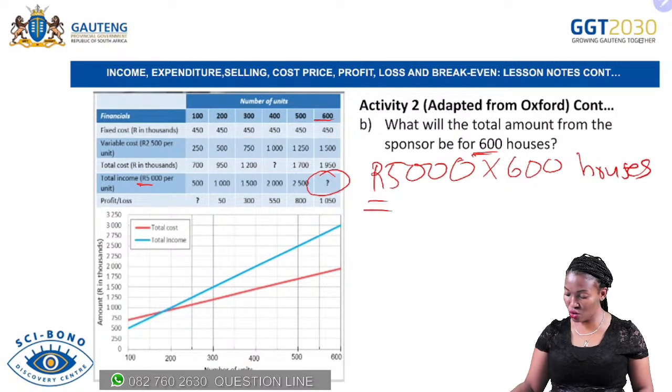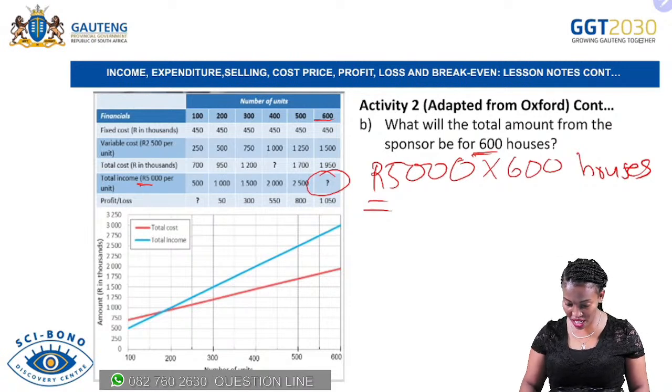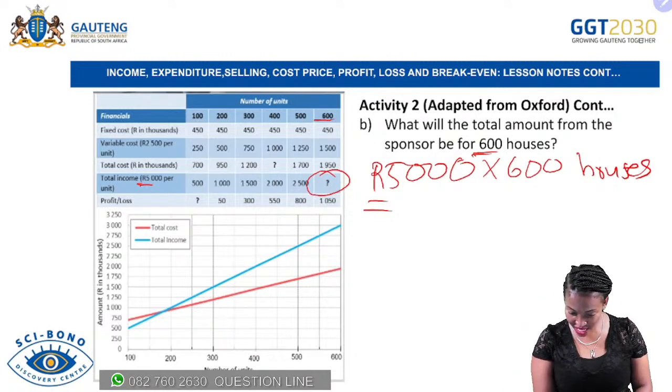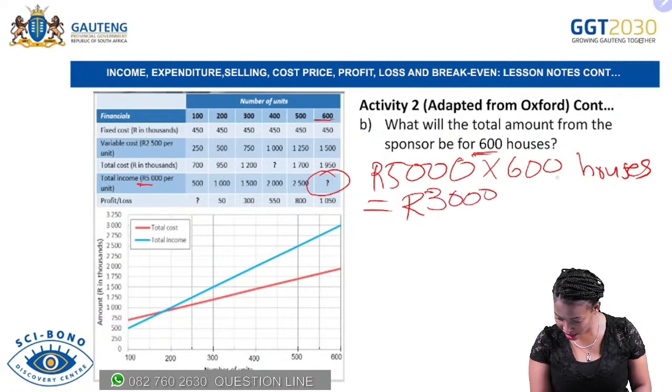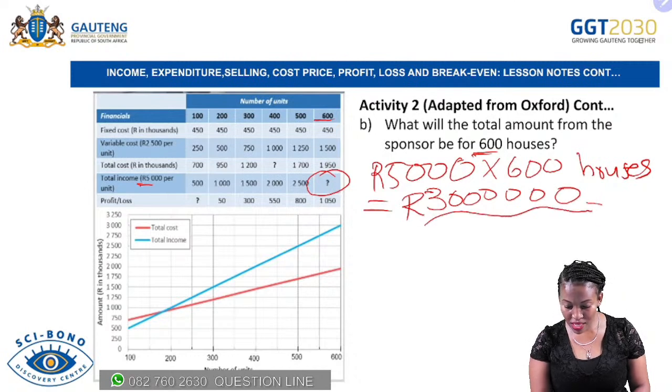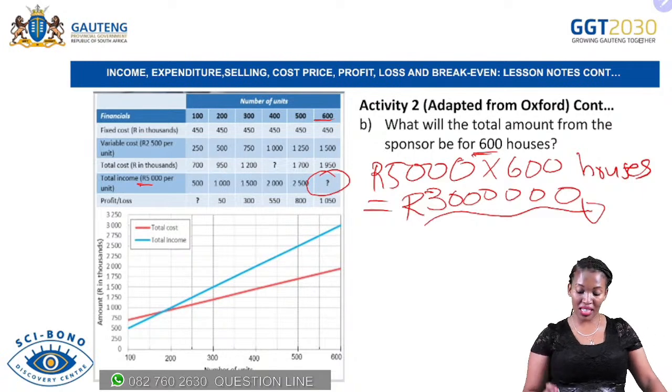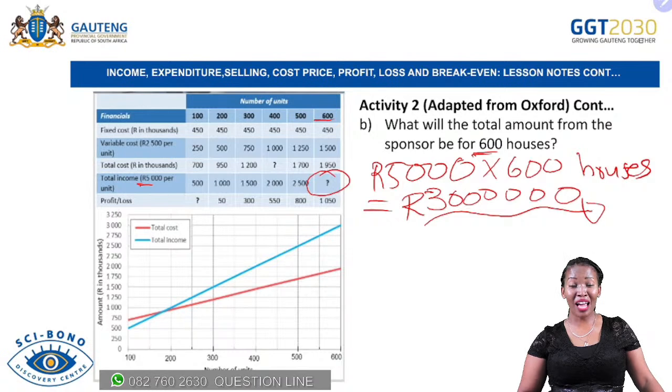So you punch it into your calculator. You don't really have to know how to do this in your head. It is 5,000 multiplied by 600, and the answer is 3 million. So the total amount that the sponsor will pay for 600 houses is 3 million. Straightforward. I hope you all got it right.